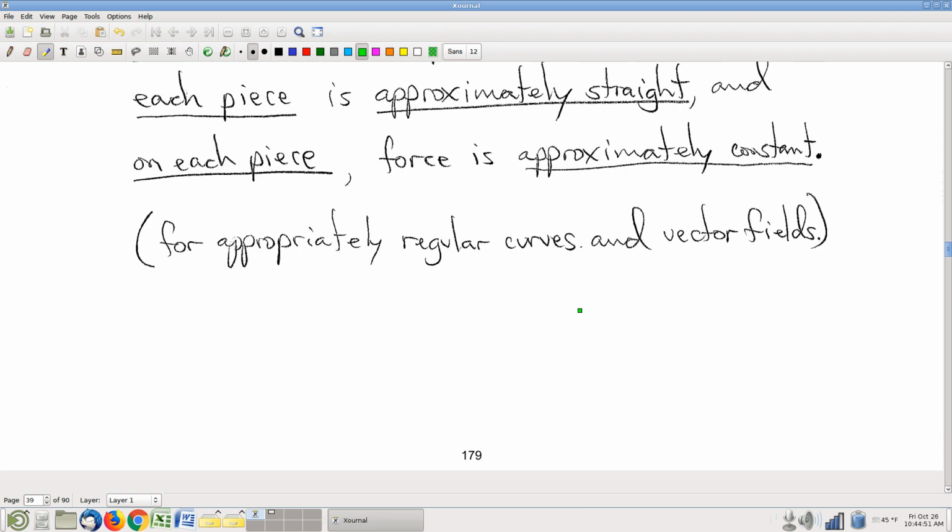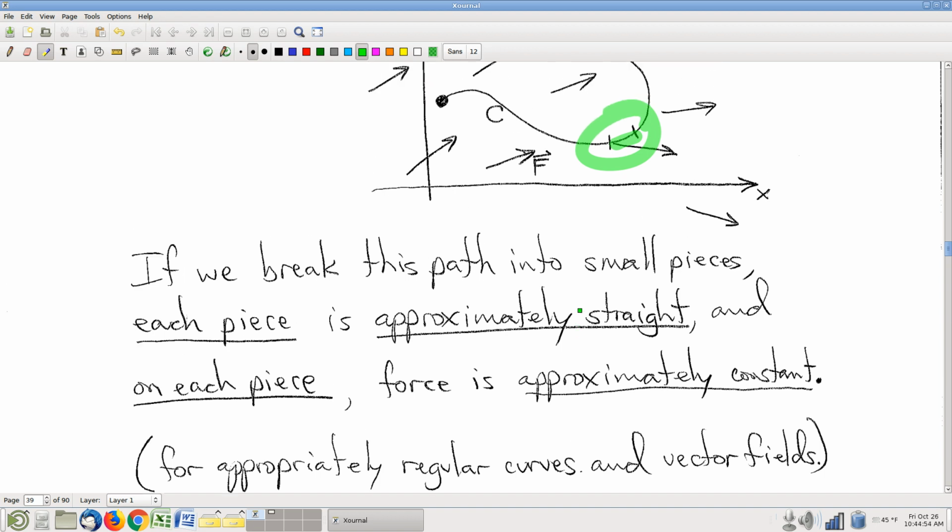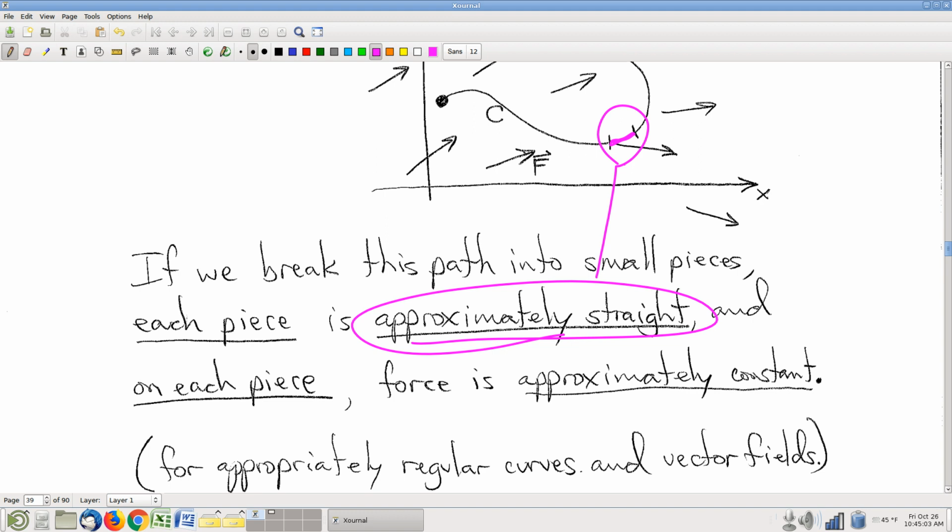By the way, notice on this little piece of curve, all of our previous complaints go away. That is approximately straight. Not exactly, but it's pretty close. Certainly in the limit, as I chop finer and finer, these little pieces of curve get more and more straight. And even though the force isn't exactly constant, it's not going to change very much over that teeny tiny little distance of this little piece of curve. So we're kind of back to a chapter 12 problem of straight line displacements with constant forces.